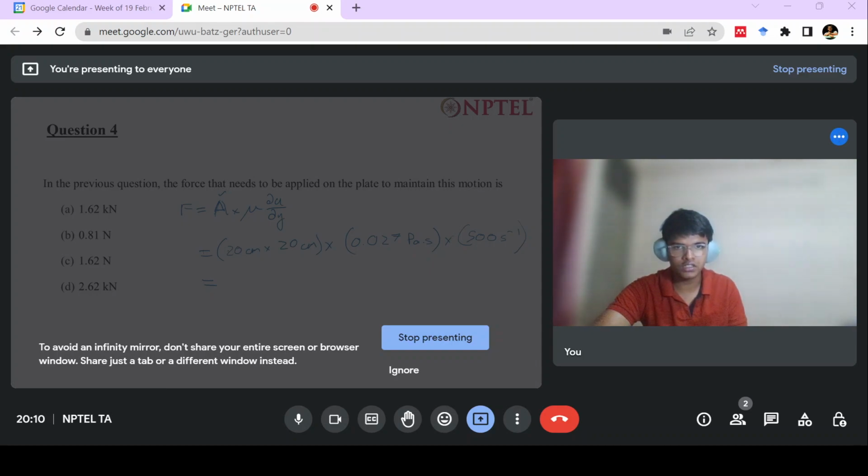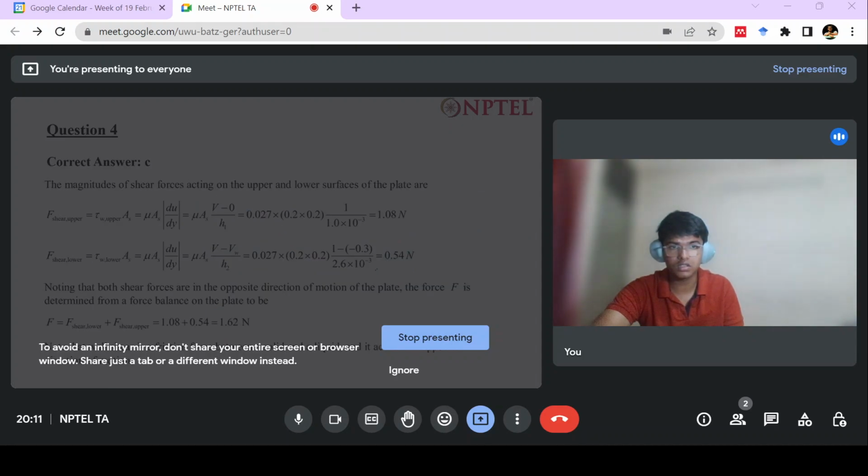We will simply take this as 0.2 meter square, and Pascal will become Newton, and this second inverse and this second cancel out. So this will basically be 0.04 into 0.027 into 500. That will give me 20 into 0.027.